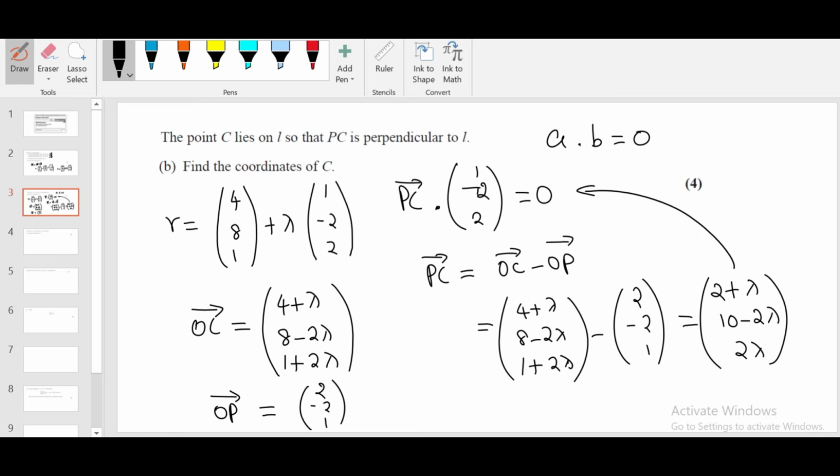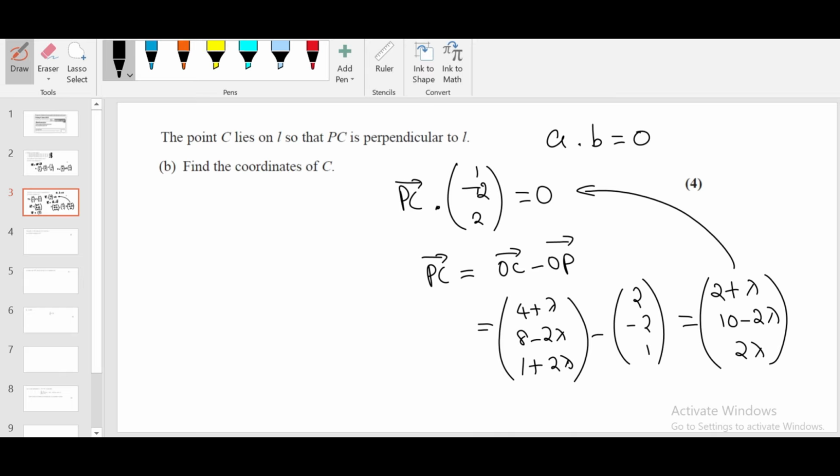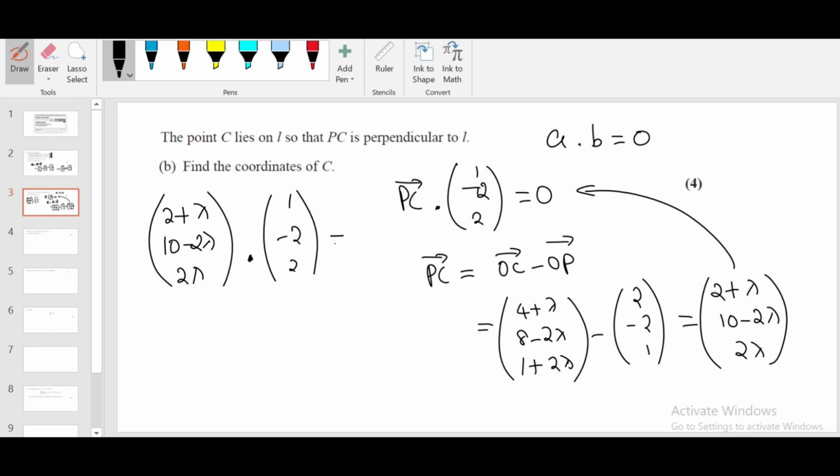The PC vector dot the direction vector of the line is equal to 0. So we write the PC vector (2 plus lambda, 10 minus 2 lambda, 2 lambda), that's the PC vector, dot the direction vector of the line is equal to 0. Why is the dot product 0? If two vectors are perpendicular, the dot product will be 0.